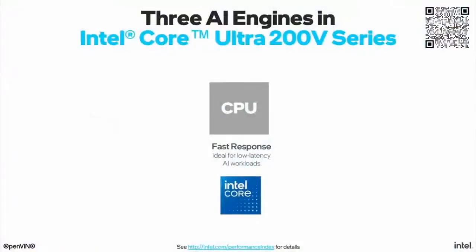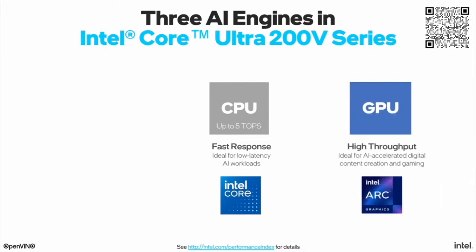Basically, these processors have three engines inside. First of all, here in the center, we have the central processing unit. Every PC has a central processing unit, or CPU, and it's able to run any kind of workload, and of course, AI workloads as well. It's okay to use the CPU for some workloads if the model is small and if you need a short latency. And on this Intel processor, we deliver up to 5 TOPS of performance on the CPU.